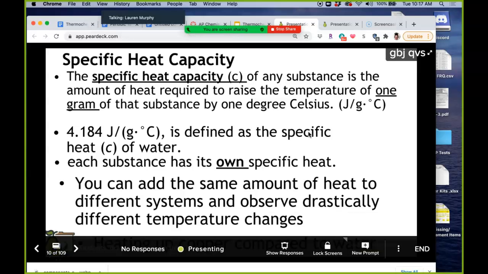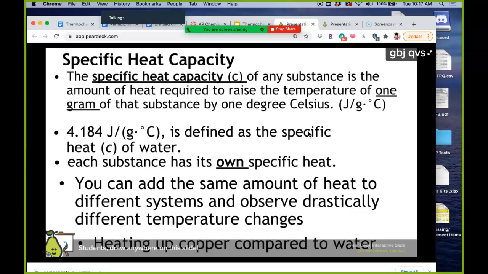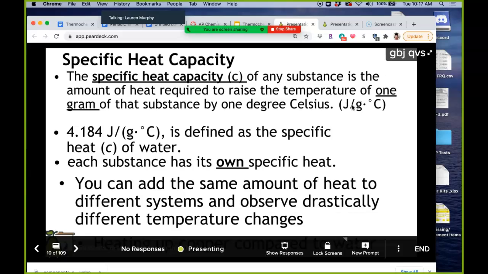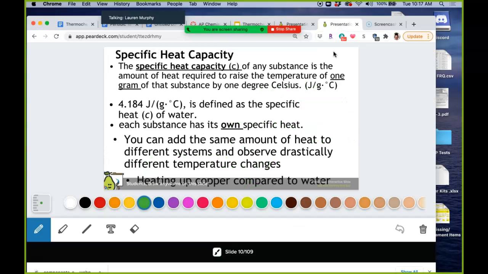So let's talk about specific heat capacity. Specific heat capacity is represented by the little baby variable c, and the specific heat of any substance is the amount of heat required to raise the temperature of 1 gram of that substance by 1 degree Celsius. And its units are joules per gram Celsius, or you can call them joules per gram Kelvin, and we'll talk about why in a second. Okay, these two units are interchangeable. I'll talk about why later.